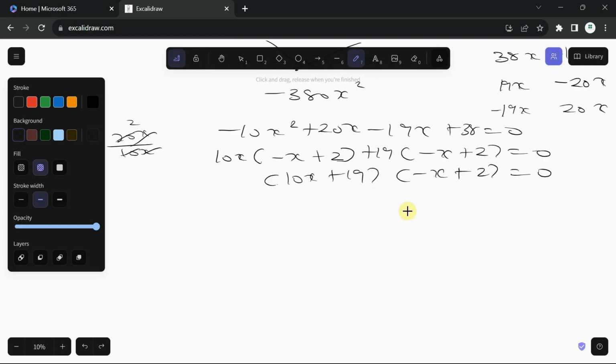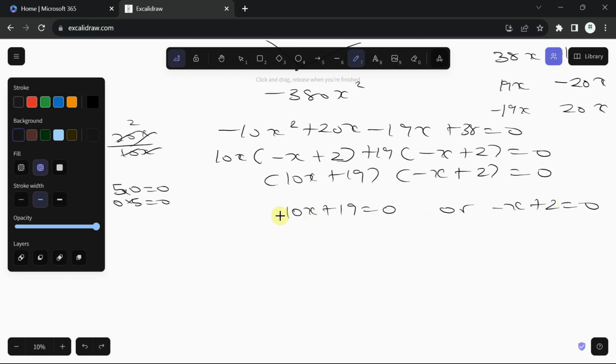The only way you can have a multiplication like this and the product will be 0 is if one of the numbers is 0. If I have 5 times 0, this will give me 0. If I have 0 times 5, this will give me 0. Only when one of the numbers is 0 will we ever have 0 as a final answer. You can try it out. So that means either this one is 0 or this one is 0. So that will be either 10x plus 19 is equal to 0 or minus x plus 2 is equal to 0.